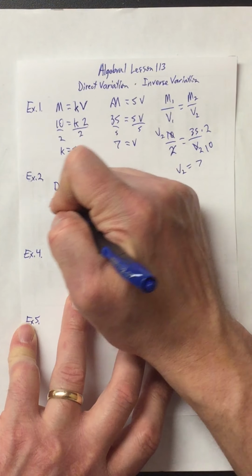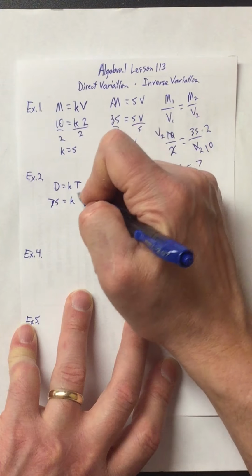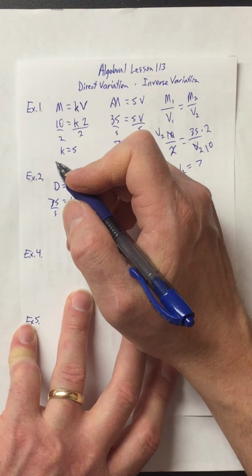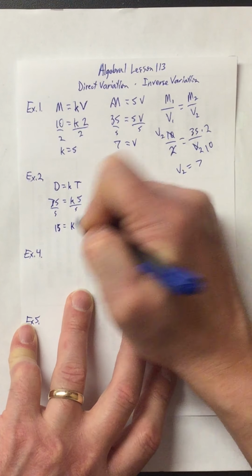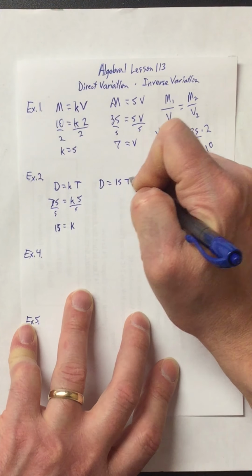Our first distance is 75, and then our first time is 5 hours. So if we divide both sides by 5, it looks like our constant is 15. All right, plug that back in. D is equal to 15 times our time.